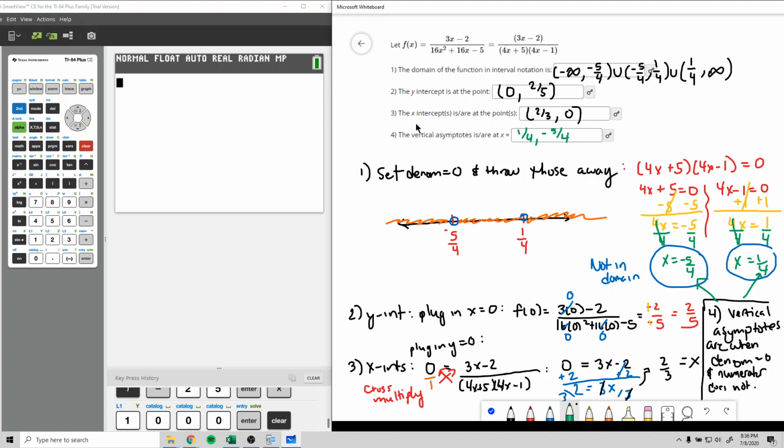Now this gives you the x equals part. If you weren't given the x equals part, then you have to actually type x equals 1/4 and x equals negative 5/4.